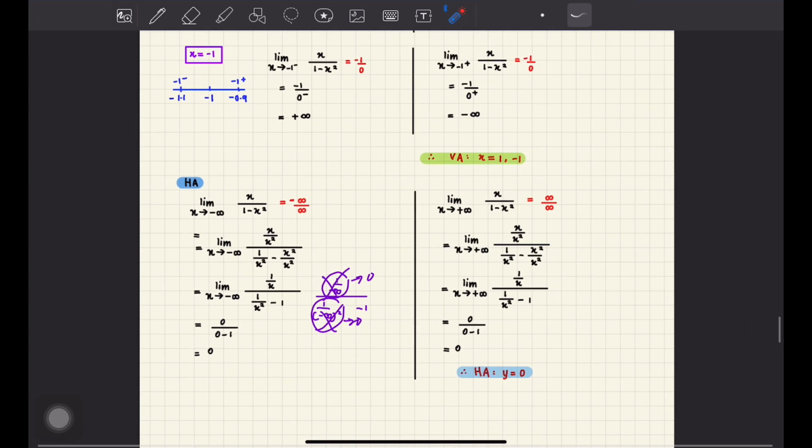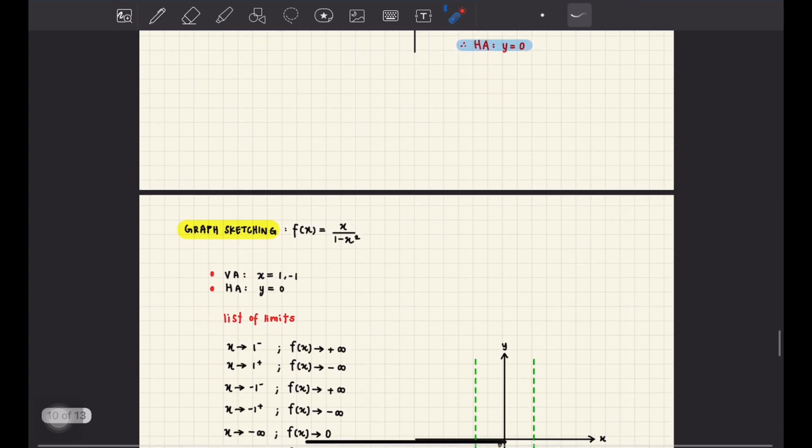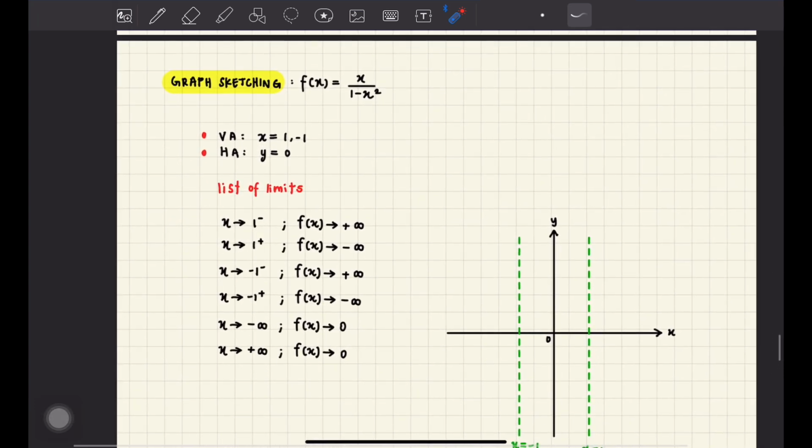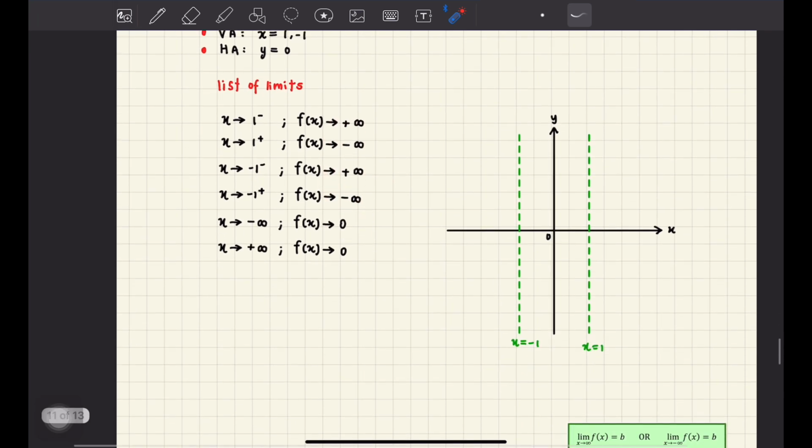Okay, so now moving on to graph sketching. Okay, so untuk graph sketching dekat sini saya dah listkan dah dekat awak. Okay, so vertical asymptote kita is x equal to 1 dengan negative 1. Horizontal is just y equal to 0. Okay, and then list all the limits that you have over here. Okay, so 1 from the left, 1 from the right, negative 1, negative infinity, positive infinity. Okay, so dekat sini, nilai yang awak dapat dekat sini sangat-sangat penting. Okay, so that's why kena berhati-hati bila kira sama ada kita dapat infinity, negative infinity ataupun kadang-kadang boleh dapat undefined ataupun nombor.